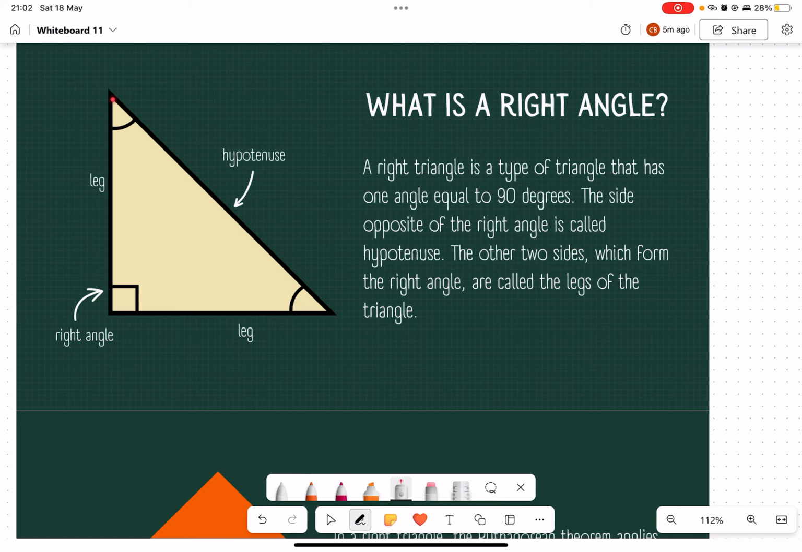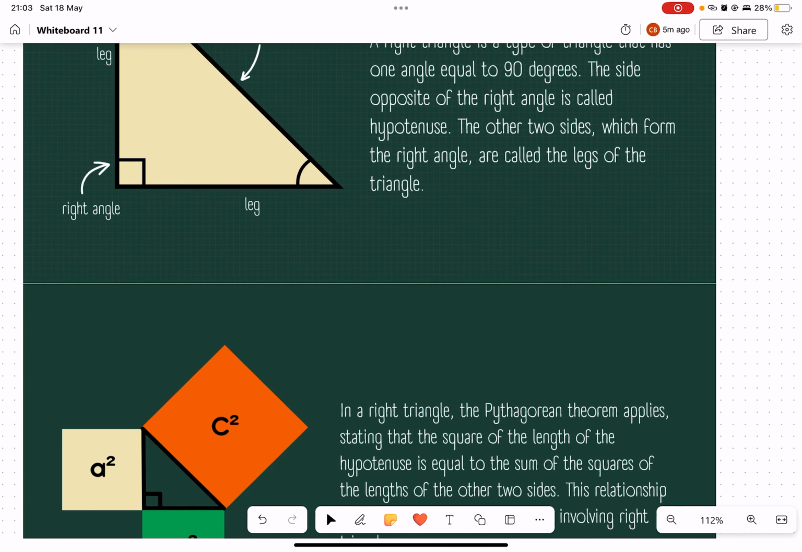There's a special side on the right-angled triangle called the hypotenuse. The hypotenuse is the side opposite the right angle. So you always draw an arrow from the right angle, and it will always point to your hypotenuse, which is the longest side on the triangle. The other two shorter sides we call legs: leg 1 and leg 2. The side opposite the right angle is called the hypotenuse, and the other two sides, which form the right angle, are called the legs of the triangle. Perfect. Now let's go to the next page.